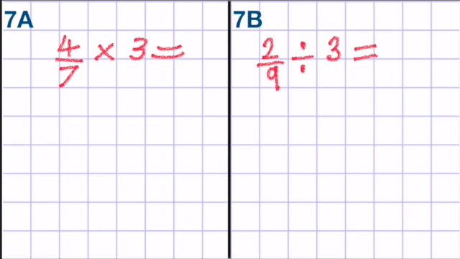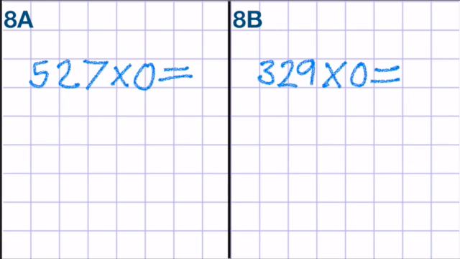Okay, you now do both sides. You have a whole number multiplied by a fraction and a fraction divided by a whole number. Press pause. Okay, when we multiply fractions by a whole number, the denominator, the bottom number stays the same, and we multiply the top. So 3 times 4 is 12. For divisions, what happens is the numerator stays the same. So 2 stays the same, and we do 3 times 9, which is 27.